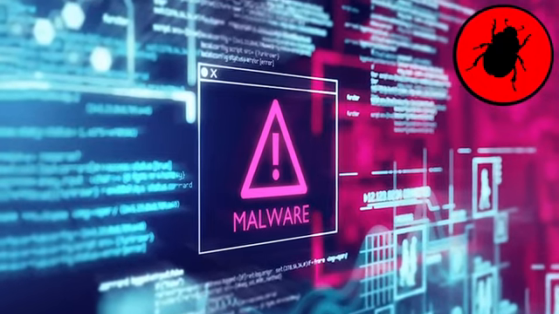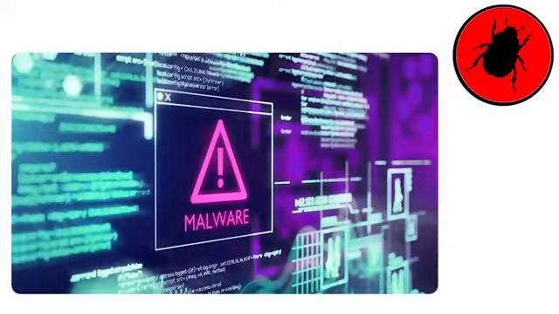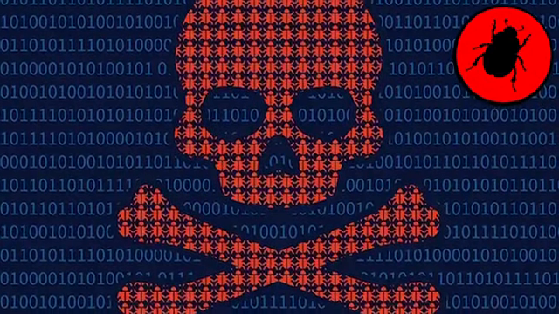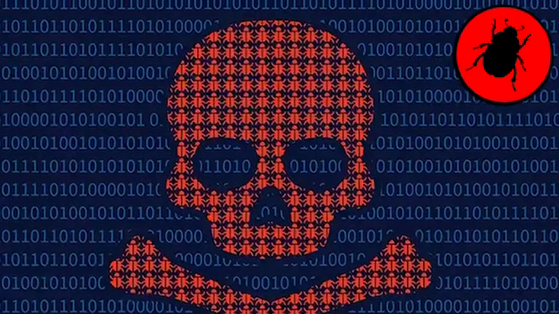Viruses, worms, and Trojans are the most common types of malware. Viruses are embedded in other files or programs and spread when a user opens an infected file or program. Worms attack computers over networks and can spread automatically without user interaction.